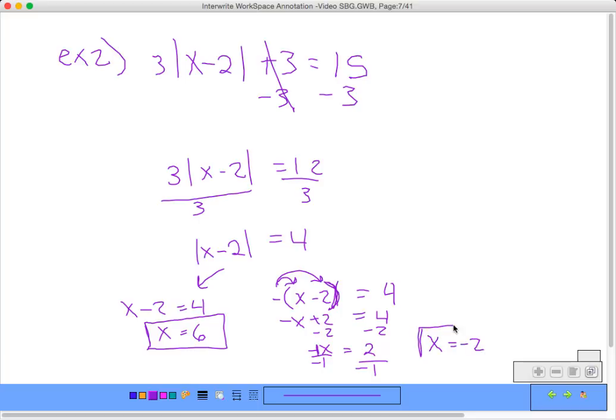Just like with equations, you can go back and check, plug it in, and see if it makes sense. So 6 minus 2 is 4. The absolute value of 4 is 4, times 3 is 12. Or negative 2 minus 2 is negative 4. The absolute value of negative 4 is 4, times 3 is 12. So just like we do with the equation, we can go back and check our absolute value. And that's it. Thank you for watching.